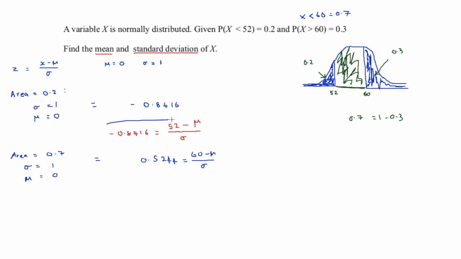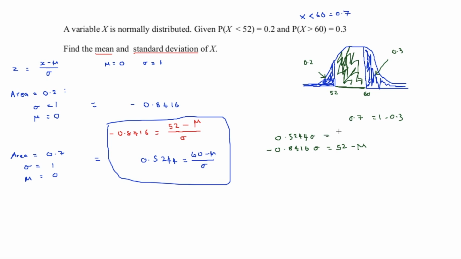So now we've got these two here. These are the two that we're going to need. And now we're going to use simultaneous equations in order to cancel one of them to get the other. So that means that we can times both of them by the standard deviation. That means we're going to get minus 0.8416 times the standard deviation is equal to 52 minus the mean. And then we'll put this one on top so that we can get our full answer. That's going to be 0.5244 times the standard deviation, and that is equal to 60 minus the mean.